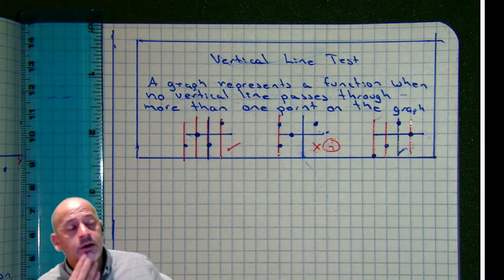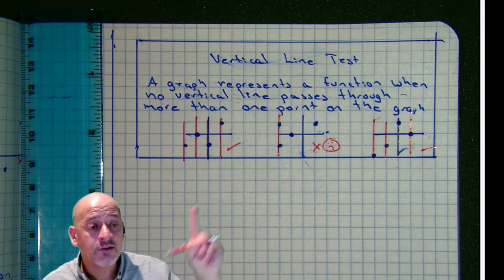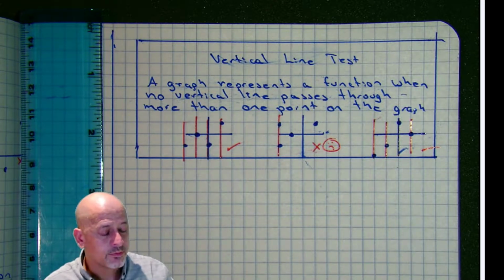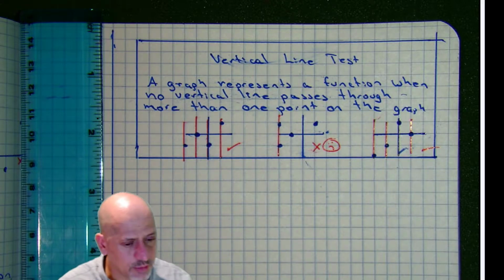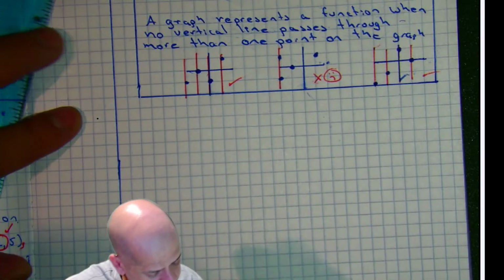So therefore, is that a function? Yeah, that one's fine. So the one that's not a function is the one that crosses twice. So let's try example number 2.